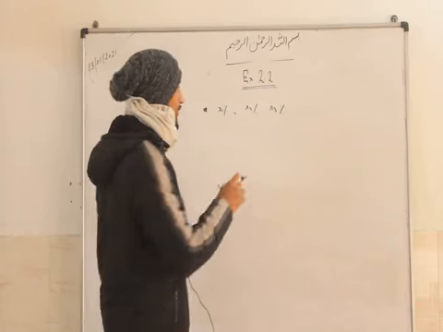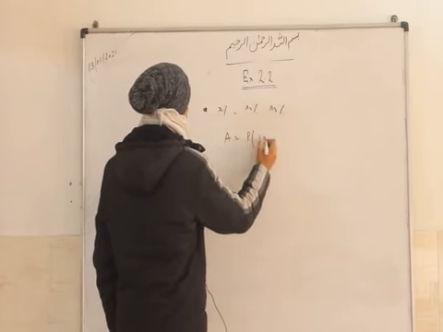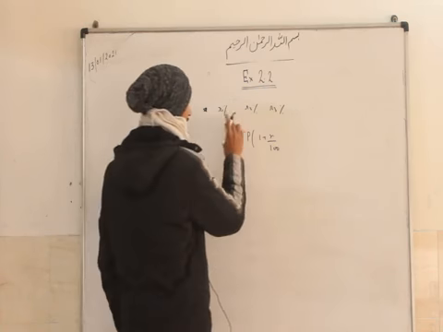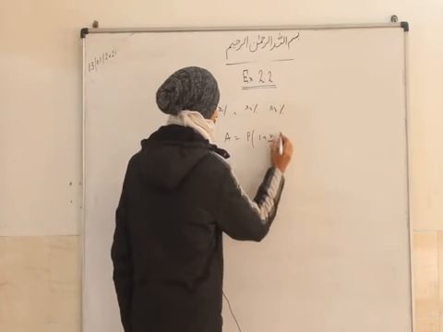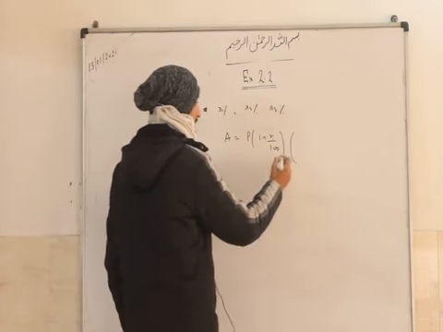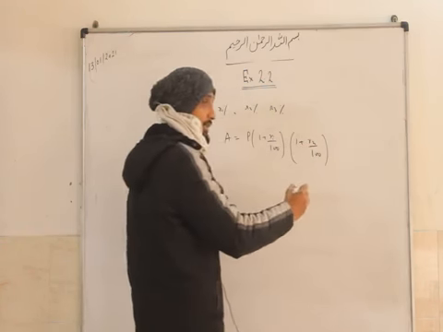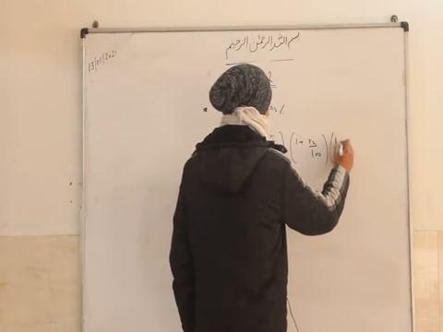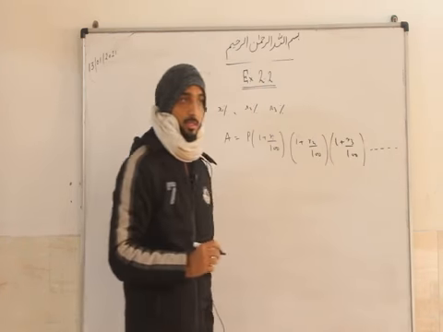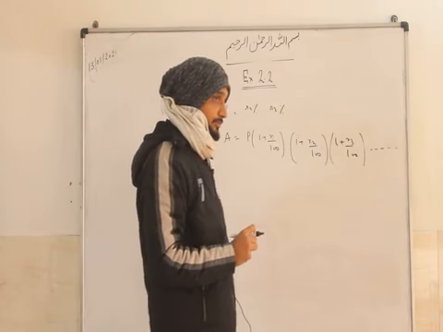In that case, how will we calculate the amount? Amount equals P(1 + R/100), that was the formula. But here we take R1 for the first year, so we will not put the time, and for the next year (1 + R2/100), and then for the next year (1 + R3/100). So like this we have to calculate when the rate changes.